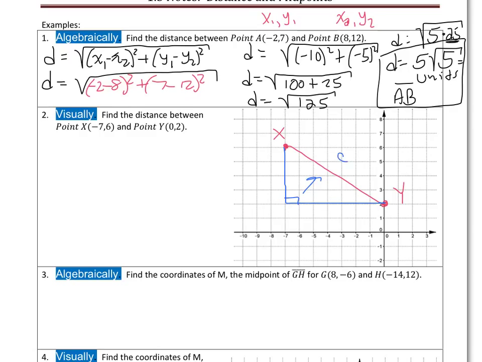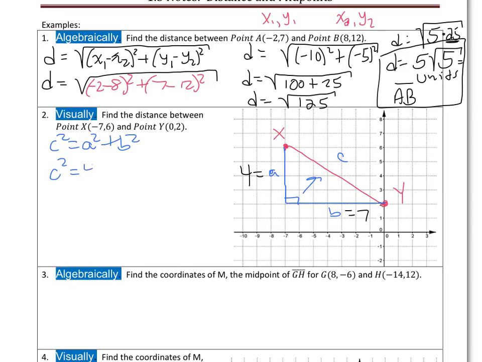And that's C. We've got A, B. It doesn't matter what you call A or B. They're just the two legs. So we've got C squared equals A squared plus B squared. C squared equals, well, we're just going to count. A is 4 units long, and B is 7 units long, if we just count the boxes.